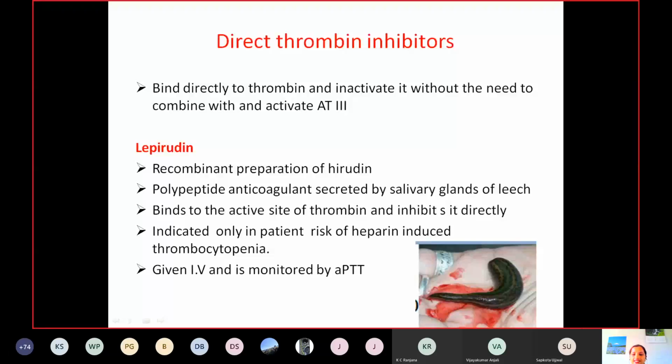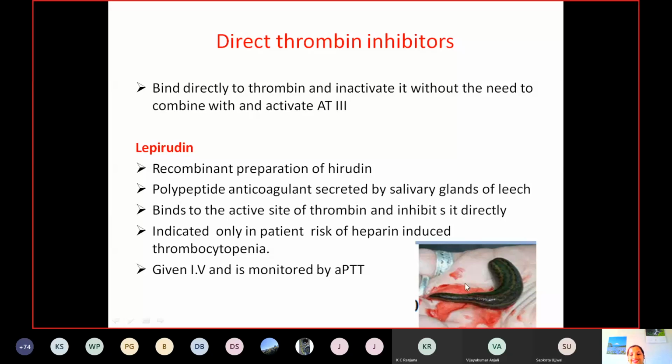Oh, okay. So this creature is a leech. In the salivary gland of the leech, one of the peptides present is hirudin. That hirudin is a peptide that is present in the salivary gland of the leech. That acts as an anticoagulant substance. This lepirudin is the recombinant preparation of the same peptide. So it has an anticoagulant property, that hirudin.